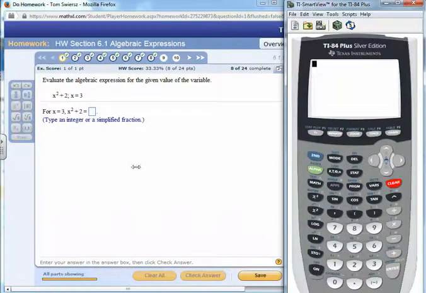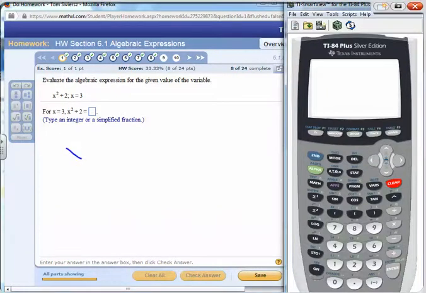Okay, let's go ahead and start with problem number 1 from section 6.1. We have x squared plus 2 as the expression, and we're going to put in the value x equals 3 and simplify. So what happens here is you take your expression x squared plus 2, and really you can think of your x as a placeholder. So wherever there's an x, you would put in the value 3.